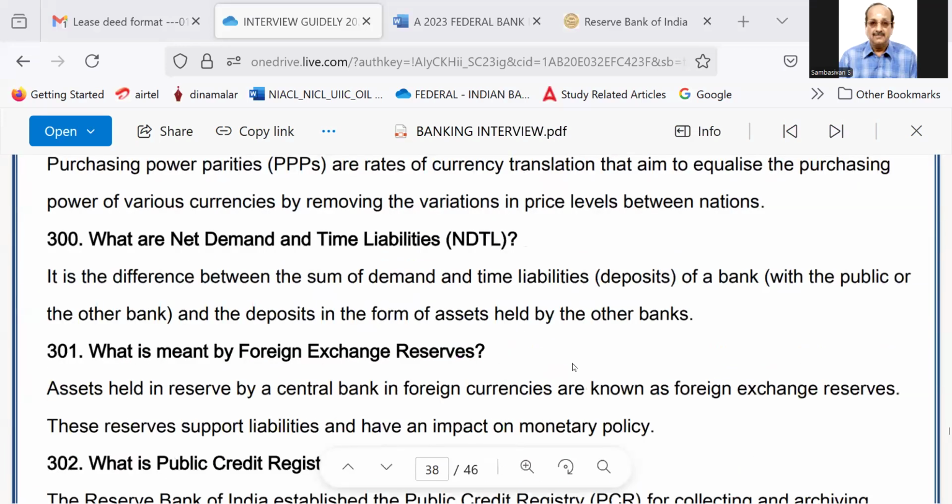What are net demand and time liabilities? NDTL. It is a difference between the sum of demands and time liabilities, deposits of a bank with the public or the other bank, and the deposit in the form of asset held by the other banks. Yeah. Total money received minus deposits of other banks. That is known as NDTL. Very good.